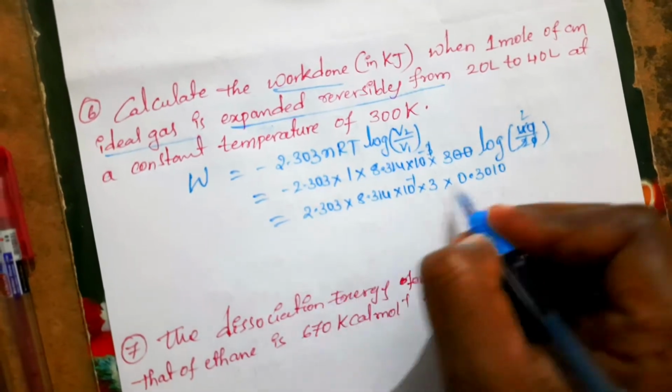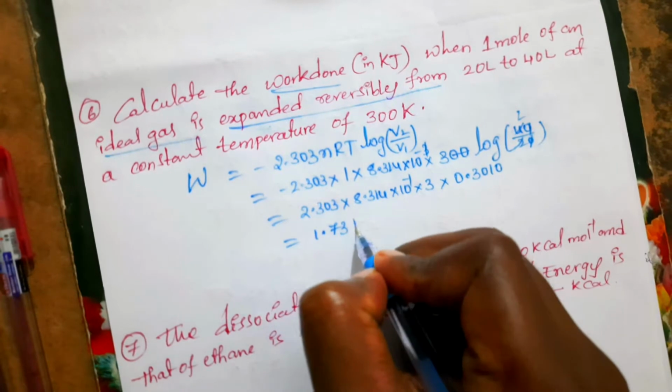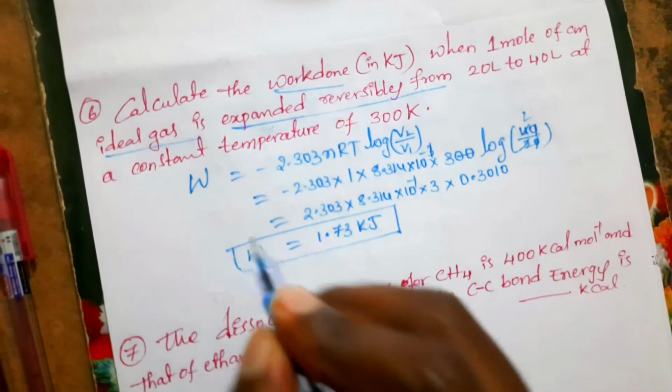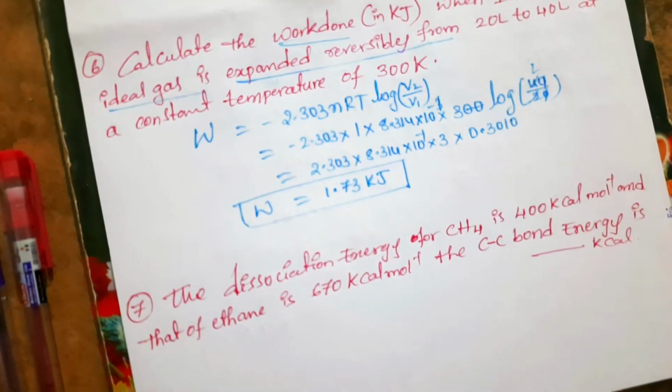0.3010 it will be. Now you multiply all these, you will get 1.73 kilojoules. Work done is how much? 1.73 kilojoules. Is that clear? Now the next question we are going to see.